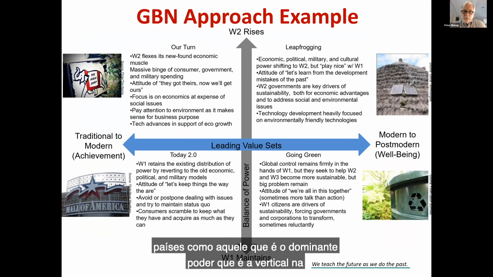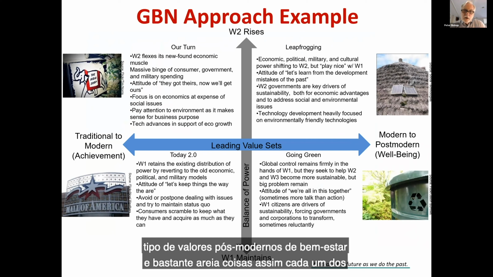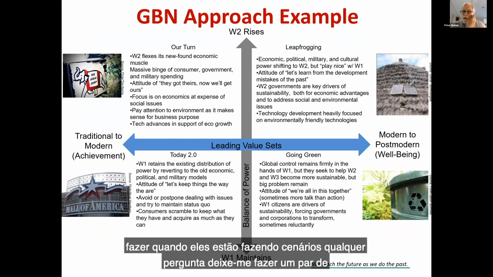That's the vertical. On the horizontal, it's do we use the traditional modern values, or do we have kind of postmodern values of wellness and enoughness and things like that? Each of these then creates four scenarios, and it's a very common technique for people to do when they're doing scenarios. Any questions? Let me do a couple of other things first.